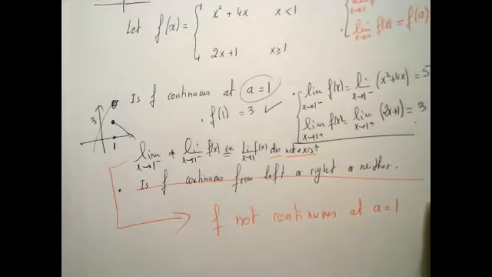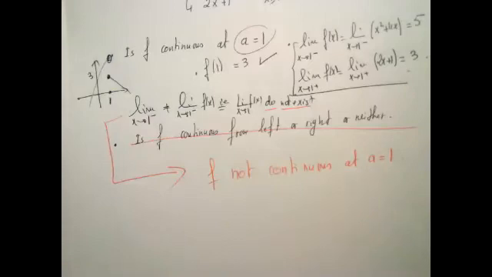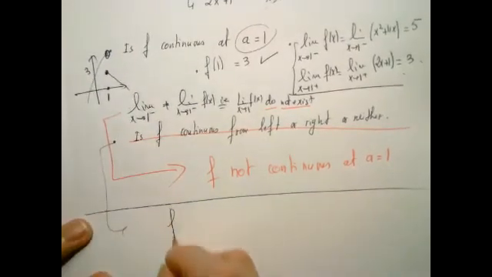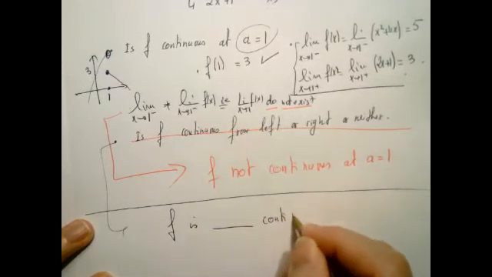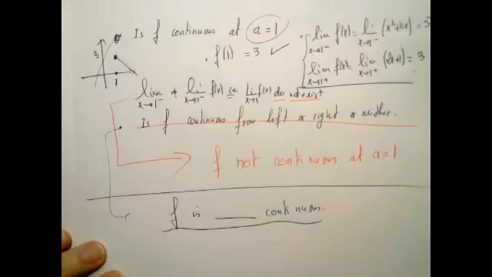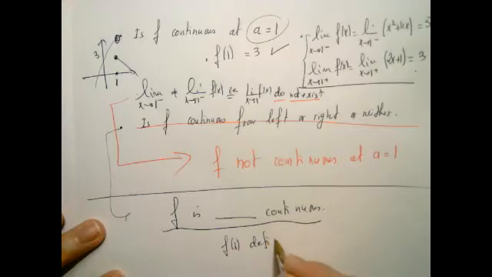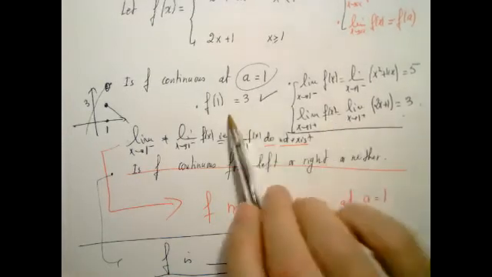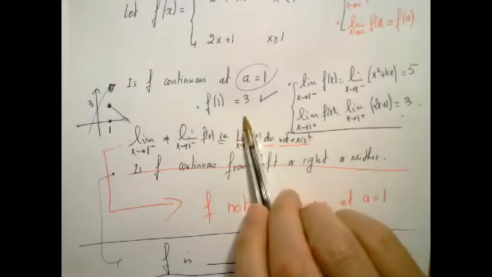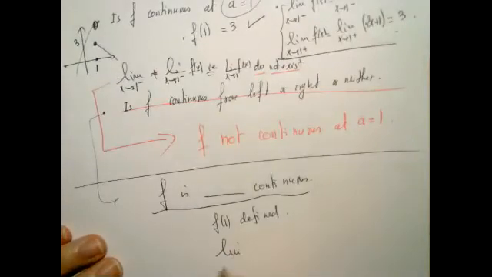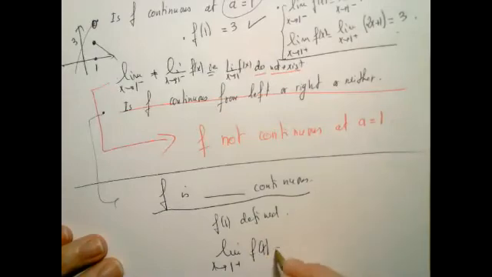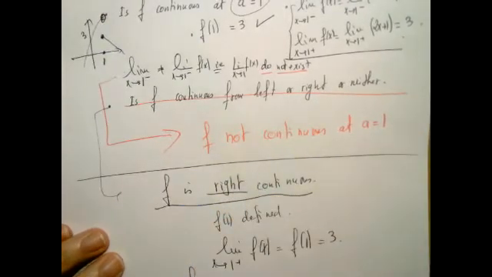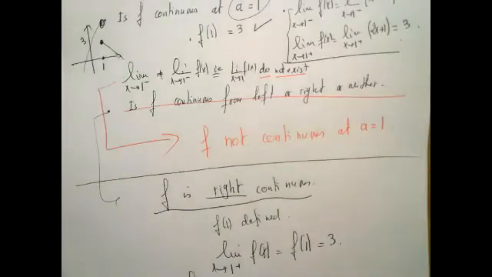And now, is the function continuous from the left or right or neither? So let's see. F of 1 is defined, of course, we have no issue with that. And let's see which limit coincides with the actual value. The limit from the right coincides with the value of the function. So this makes the function right continuous at 1. It's continuous from the right because the limit from the right coincides with the value of the function.